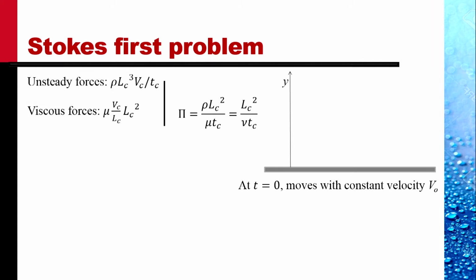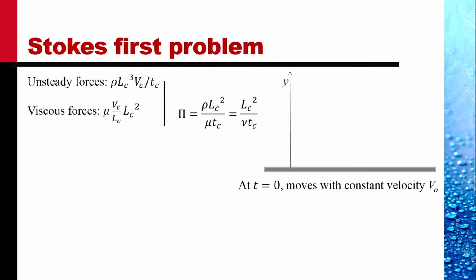The unsteady force, as usual, is estimated as mass times the acceleration: rho Lc cubed times acceleration Vc divided by Tc, where c stands for the quantity being a characteristic quantity. Viscous forces, on the other hand, are like viscous stress, mu times the velocity gradient, Vc by Lc, times the area, which is Lc squared. These two estimates result in a pi number, Lc squared by nu Tc.